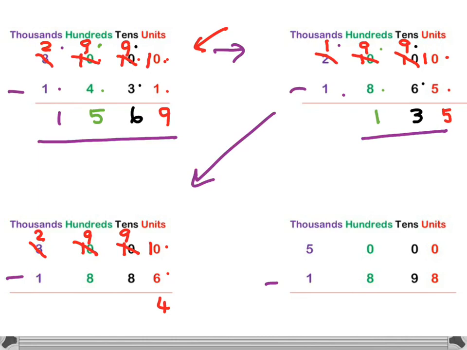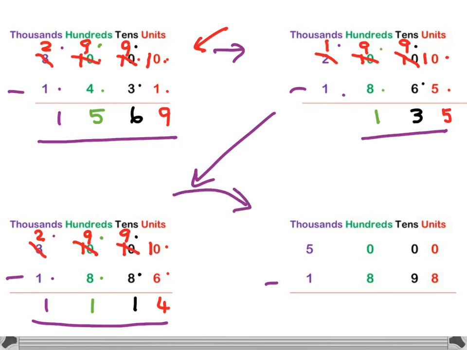Let's do the rest of our minus. We're on to our tens now. 9 minus 8 is 1. On to our hundreds column. 9 minus 8 is 1. On to our thousands column. 2 minus 1 is 1. Easy. 1,114 is the answer there.